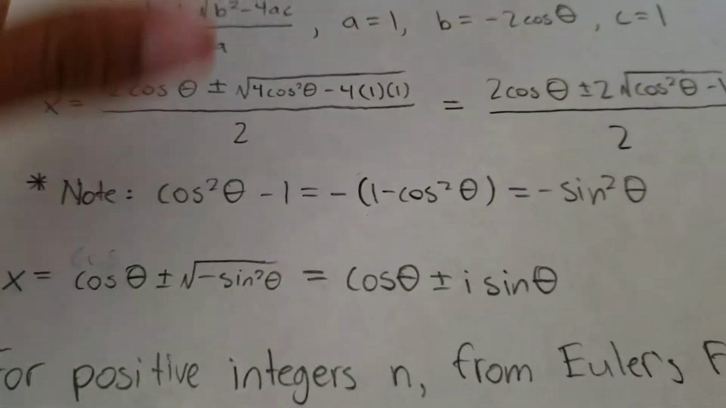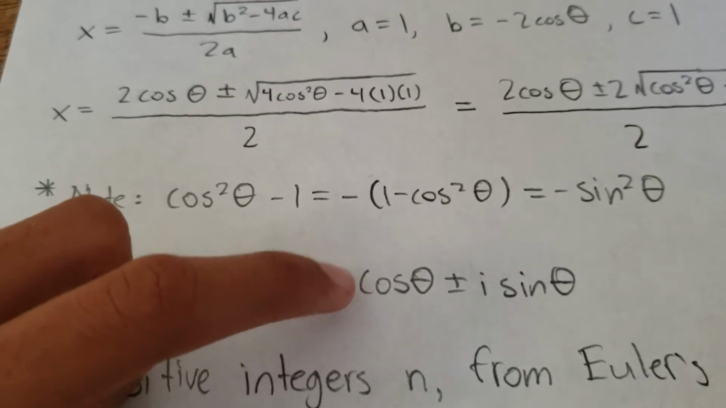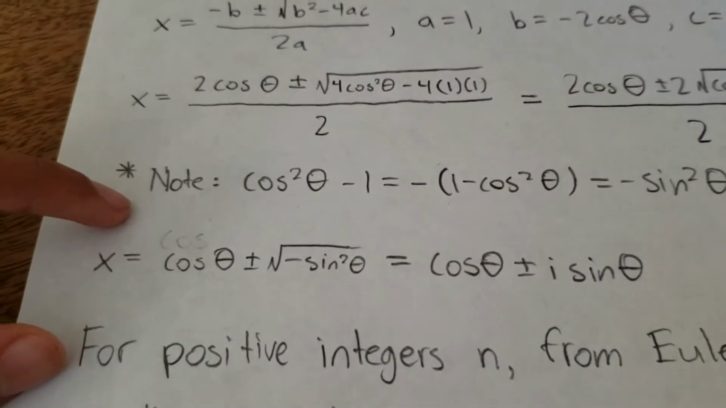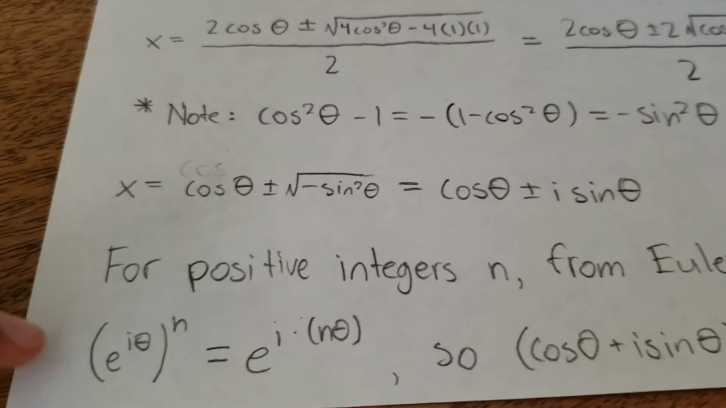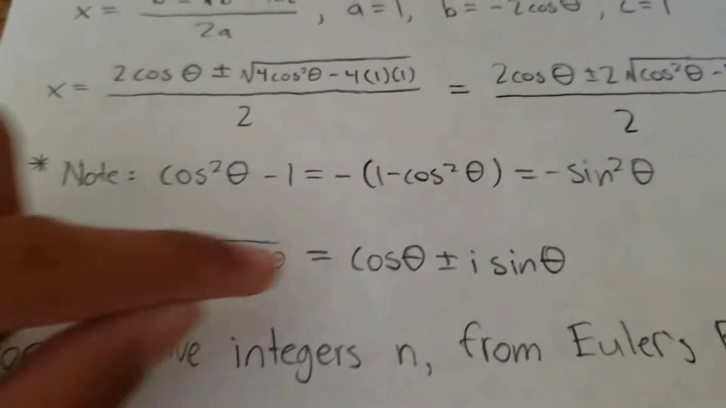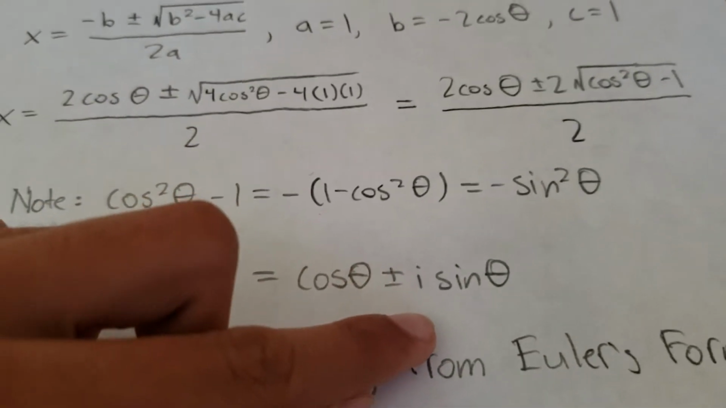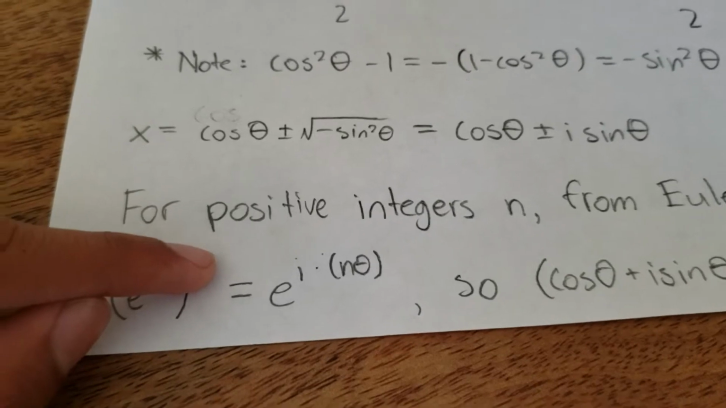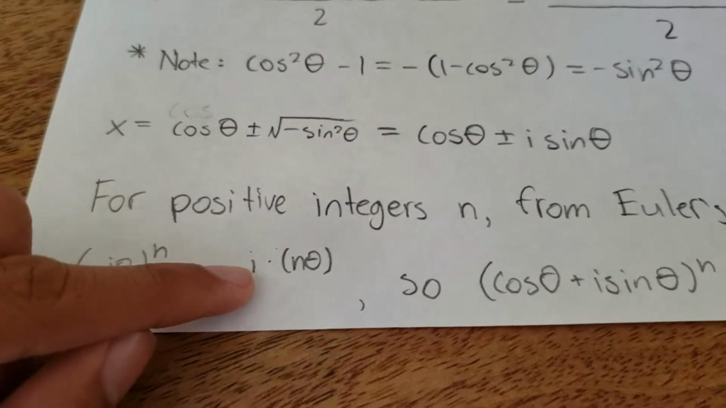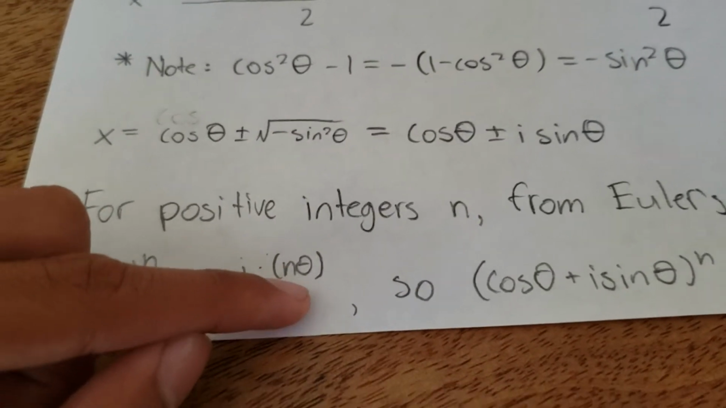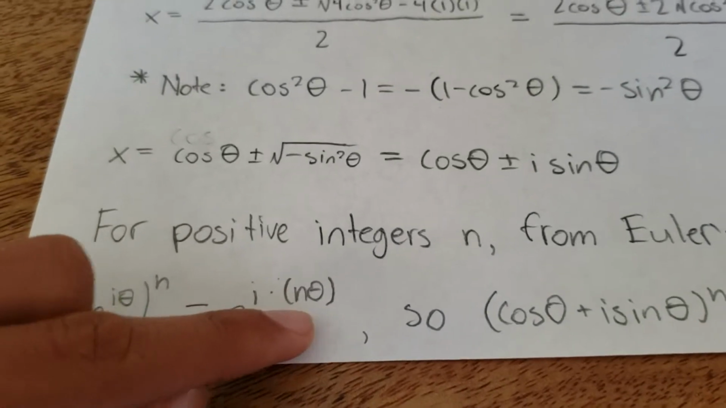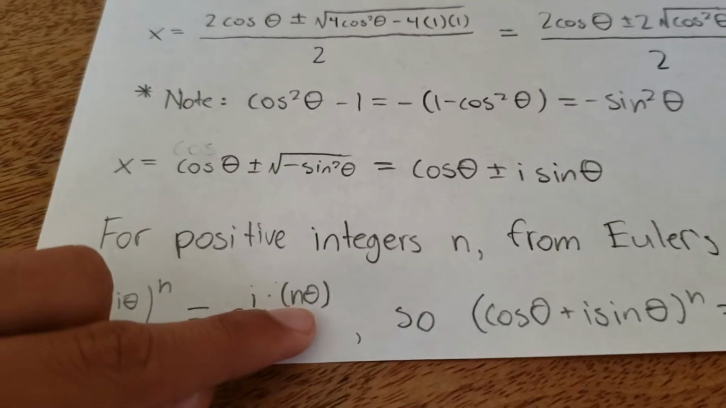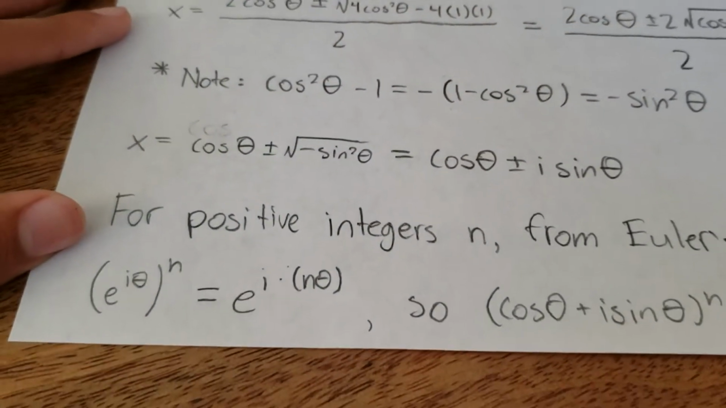So we need to raise this expression to the nth power. Whenever we raise a complex number to the nth power, because e to the i theta is cosine of theta plus i sine of theta, when we raise e to the i theta to the nth power, it's just the same thing as e to the i n theta. And n theta becomes our new angle. And e to the i n theta is just cosine of n theta plus i sine of n theta.